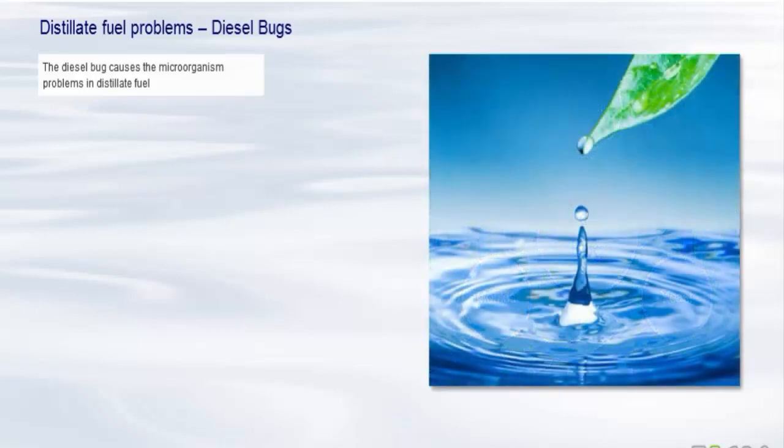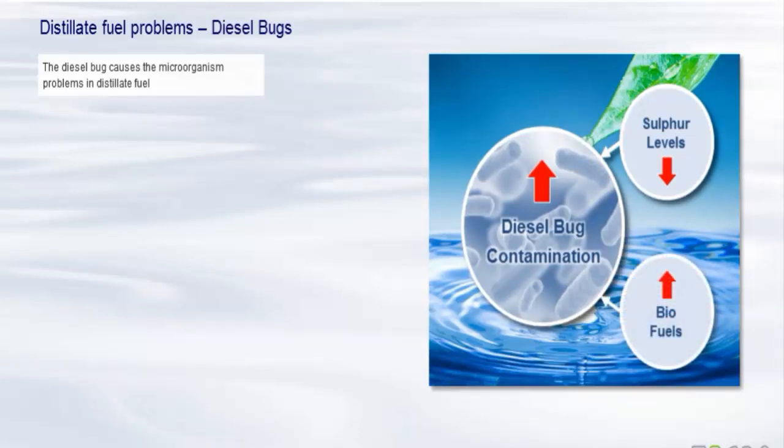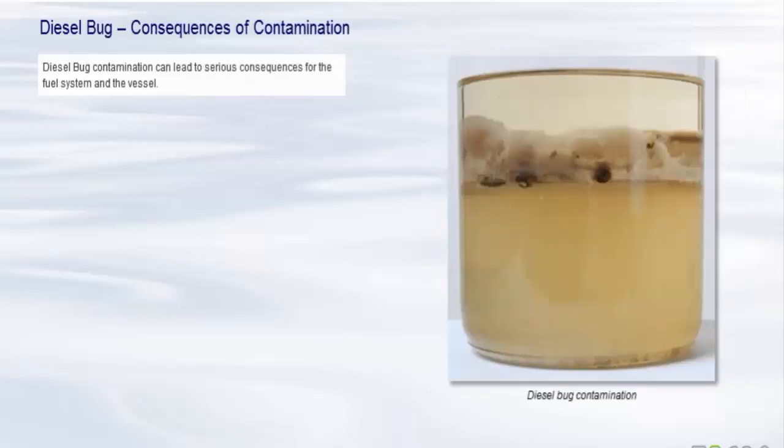The drive towards more environmentally friendly fuels is making these problems worse. Today, sulfur is actively removed from the distillate fuels, but sulfur is a natural bug killer, so as sulfur levels are reduced, this natural protection against microorganisms is reduced. Modern distillate fuels also include biofuels, which are a better food source for bacteria, again increasing the likelihood of contamination. Biofuel is also good at capturing water, which the diesel bugs need to survive, and this also increases the risk of diesel bug contamination.